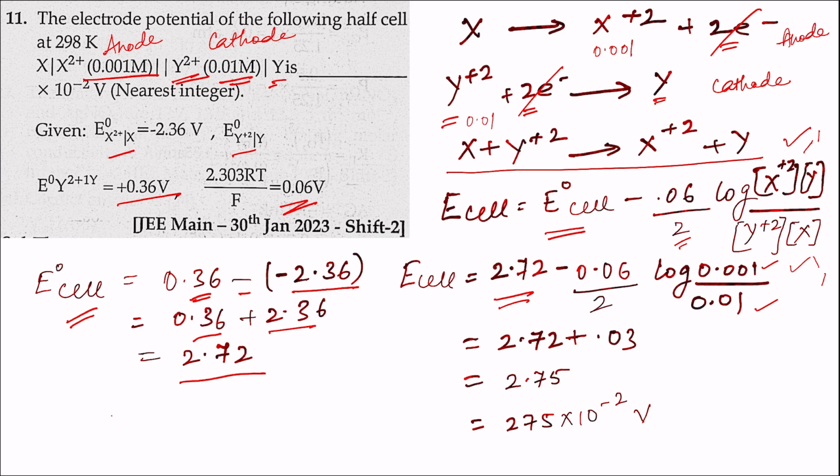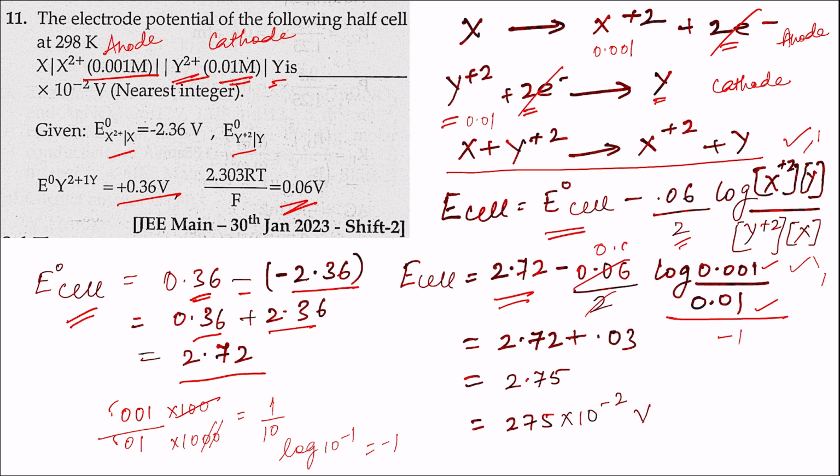Now 0.001 divided by 0.01. Removing the decimal, this will be into 100, this is into 1000, and 100 cancels and you get this as 1 by 10. So this will be log 10 to the power minus 1, which is equal to minus 1. So this whole value is equal to minus 1, and 0.06 divided by 2 will be equal to 0.03.